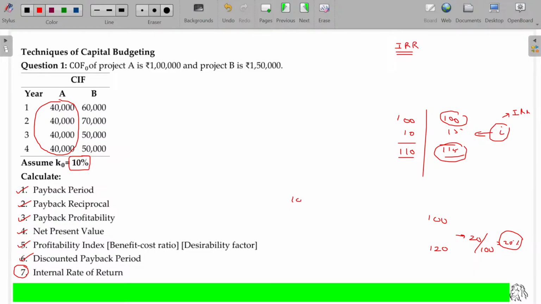If I ask you, 100 rupees I invested at the 0th period, it becomes 120 by the end of second year. What is the hidden rate of interest?